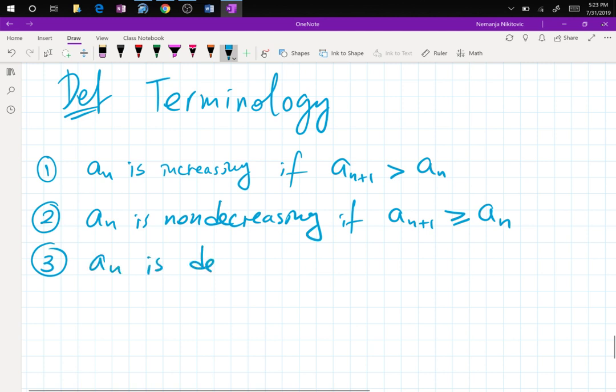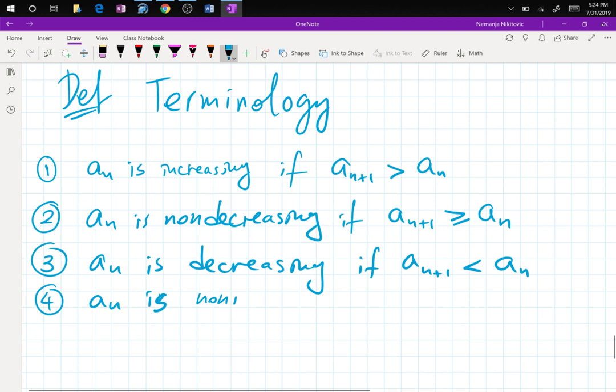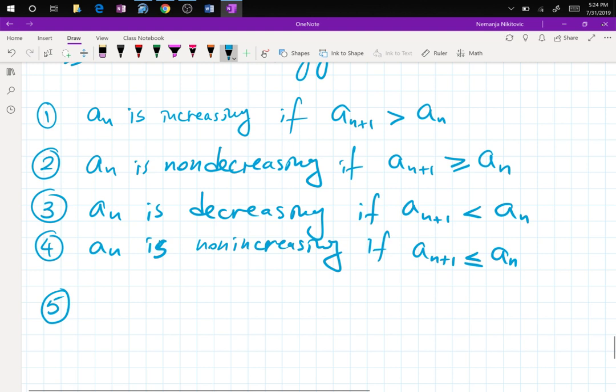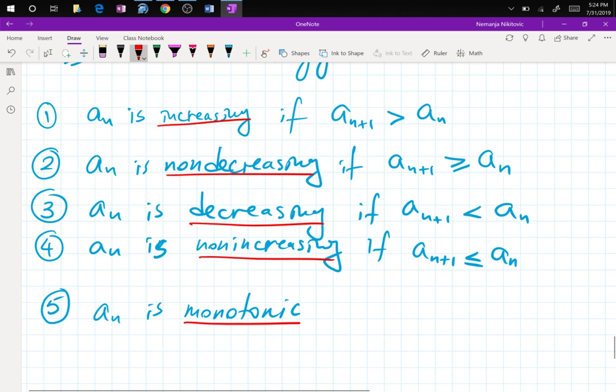Number 3, we are going to talk about decreasing. So AN is decreasing if the next term is strictly smaller, and then again you have the non-increasing, same idea. If AN plus 1 is less than or equal to AN. Number 5, AN is monotonic. So maybe I should just underline important words. Increasing, non-decreasing, decreasing, non-increasing, monotonic. Those are the words we have. So sequence AN is monotonic if it's either non-decreasing or non-increasing.